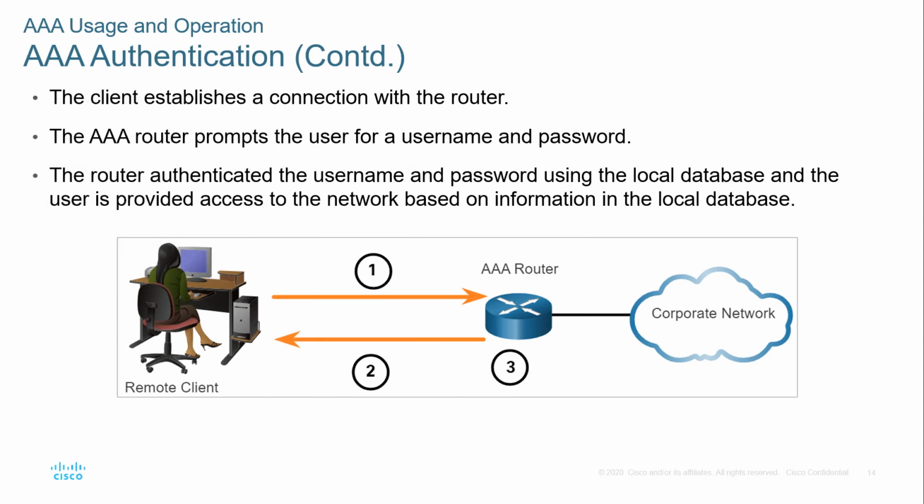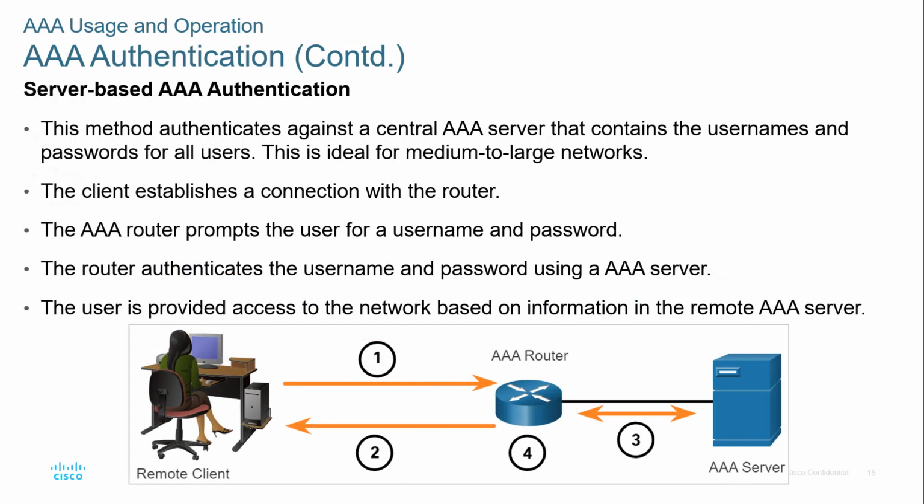So here's an example of local AAA. We have a router. We will actually send a prompt for a username and password. The router will authenticate the username and password using its local database, and then, if appropriate, will allow us to connect.